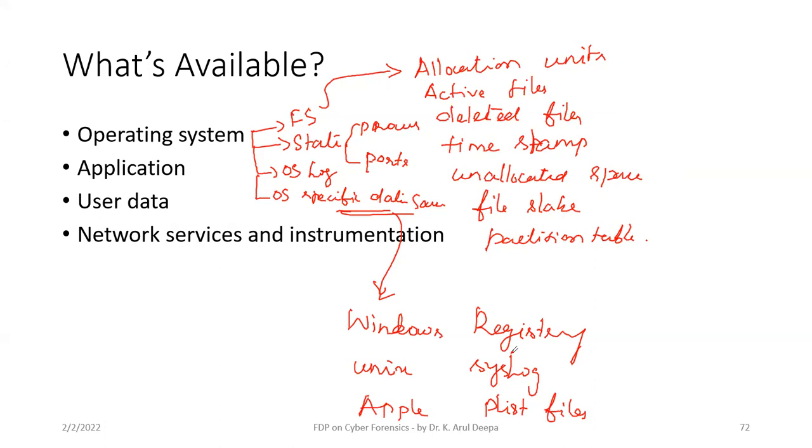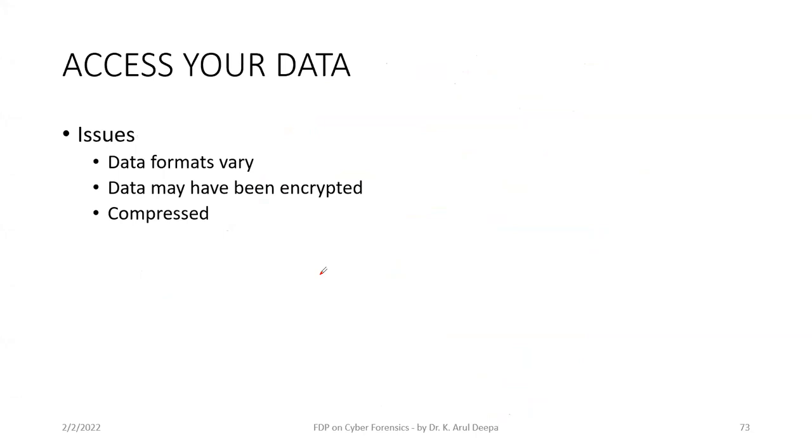Then network services and instrumentation, the data that you collect from various network sources like firewalls, switches, network flow data. By a proper NMS, network monitoring system, you can collect the network flow data. Whatever the data being passed to and from devices can be collected. So these are all the various types of data that may come for your investigation.